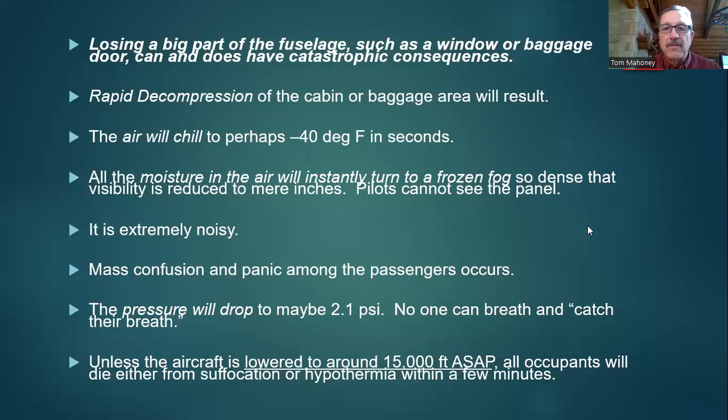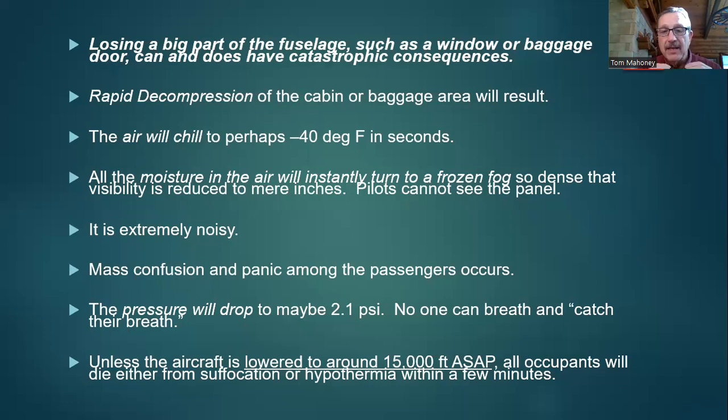So losing a big part of the fuselage, such as a window or baggage compartment door, can and does have catastrophic consequences. Rapid decompression of the cabin or baggage area will result in the air chilling to minus 40 degrees in just a few seconds. So minus 40 degrees, that's pretty cold. I'm not wearing my electric jacket up there at those altitudes, so my hands are going to get numb real quick just from the temperature.